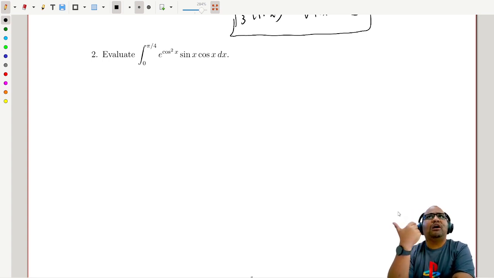But remember, we want to look for compositions, okay? Well, I see an exponential. Let's look at that exponent there. Cosine squared of x. Okay, that probably seems useful. Okay, but that sine x cosine x probably looks a little useful too. We'll think about that in a second.